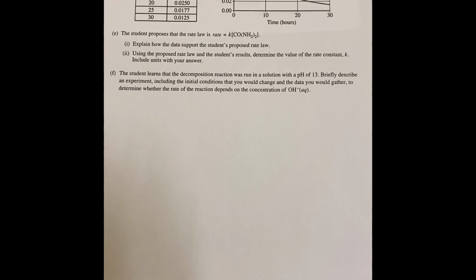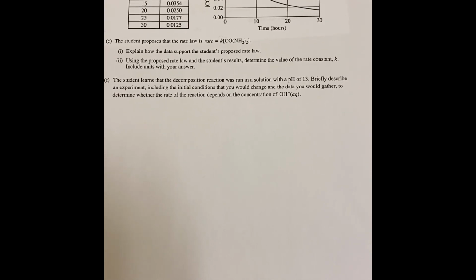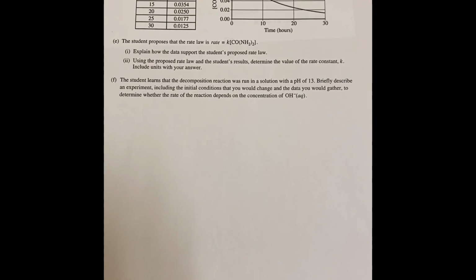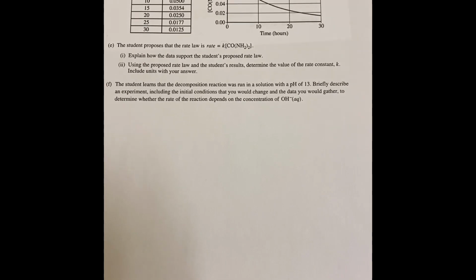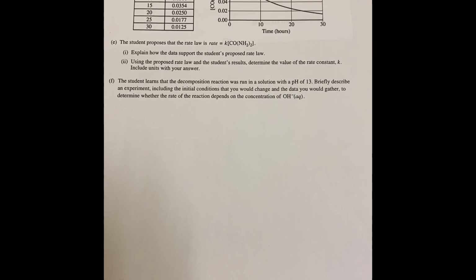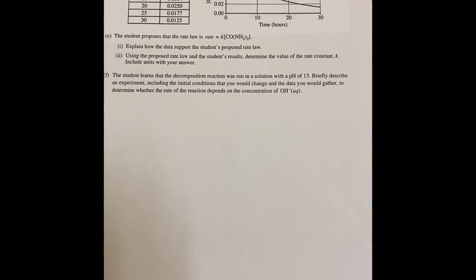The student learns that the decomposition reaction was run in a solution with a pH of 13. Briefly describe an experiment, including the initial conditions that you would change and the data you would gather, to determine whether the rate of the reaction is dependent upon the concentration of OH-. All we have to do for part F is design a little experiment, and it's actually simpler than it seems. Since we are trying to determine if the rate of reaction depends on the concentration of OH-, all we have to do is complete the exact same experiment, but with different concentrations of OH-. That is, different pHs.